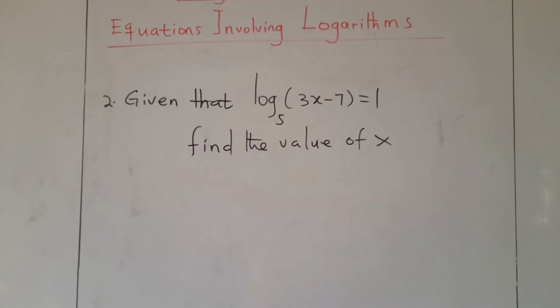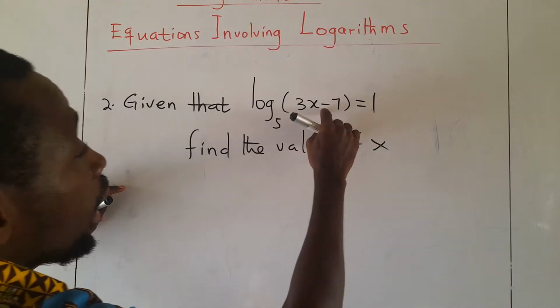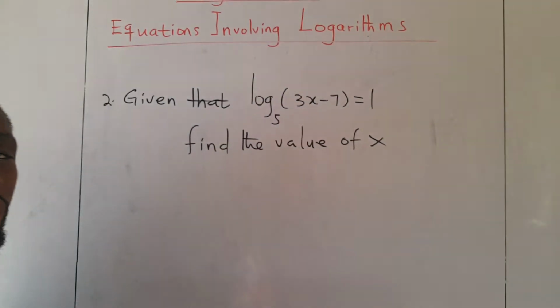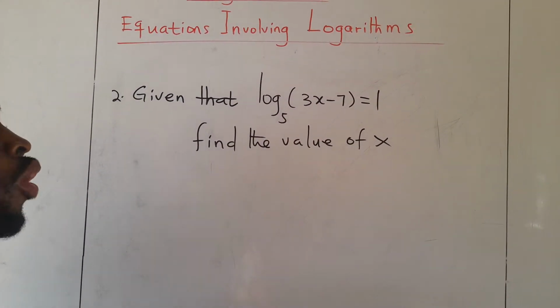Our second question says that given that log of 3x minus 7 base 5 is equal to 1, we should find the value of x. Please pause the video and try to solve it. After that, compare your answer with mine.